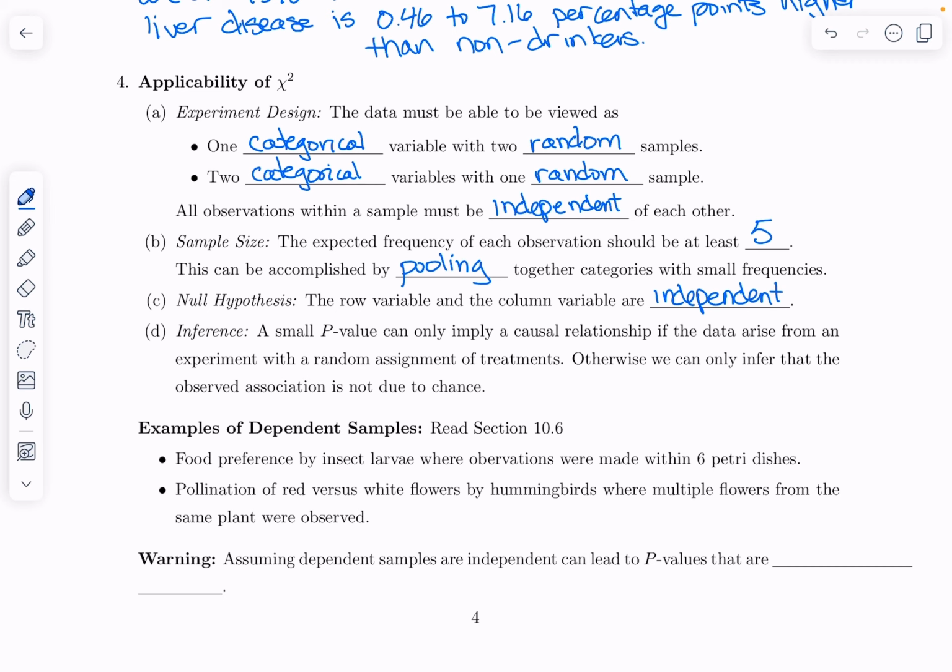Another one is the pollination of red versus white flowers by hummingbirds, where multiple flowers from the same plant were observed. Here again, if you have multiple flowers on the same plant, then each plant is one of your observations, not each of the flowers. If you want to run one of these tests with independent samples, you need to test different flowers from different plants and not assume that different flowers on the same plant are independent. There's a warning here that assuming dependent samples are independent can lead to p-values that are artificially small. So we don't want to inflate our sample sizes with dependent samples. And that concludes when you can apply a chi-squared test.